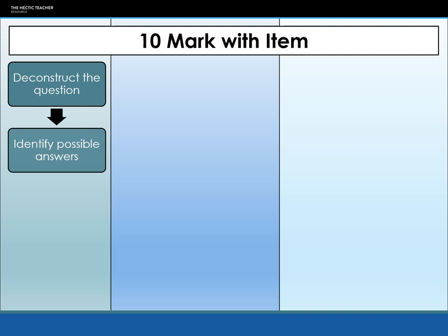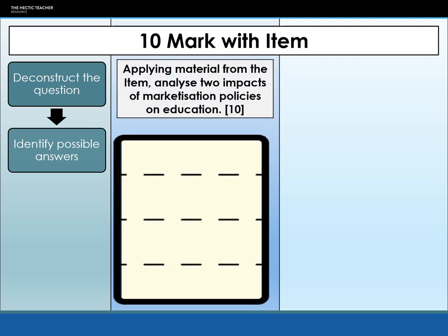The next step then is to identify possible answers. So we need to think about what the impacts of marketisation policies might be on education. We're not looking at identifying what the policies are. That's going to be part of our explanation. What we're looking for are how these policies have influenced and impacted education.